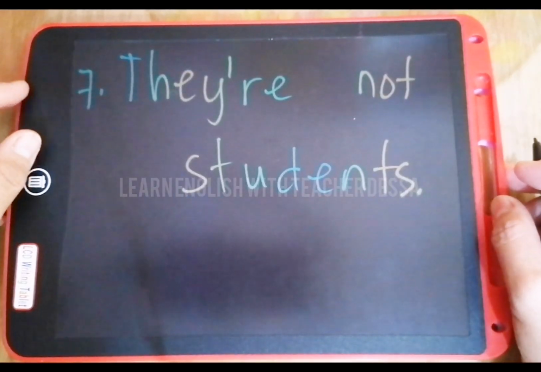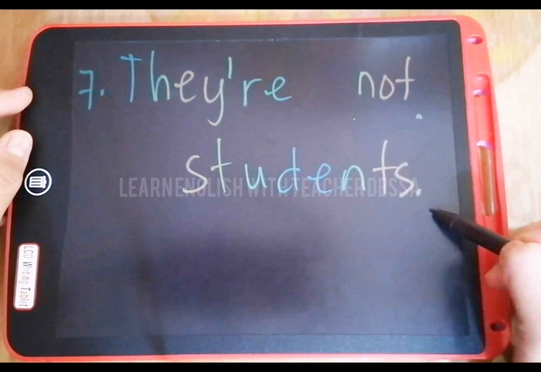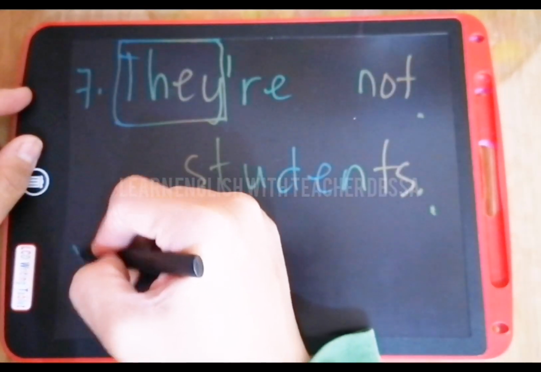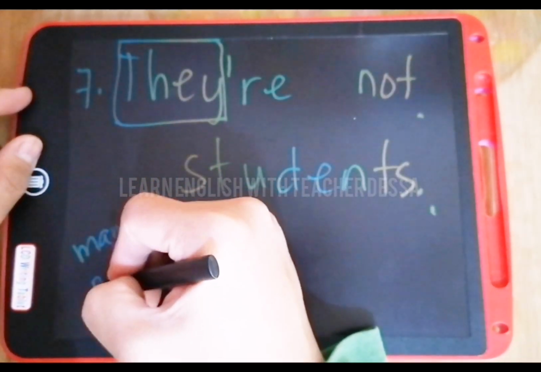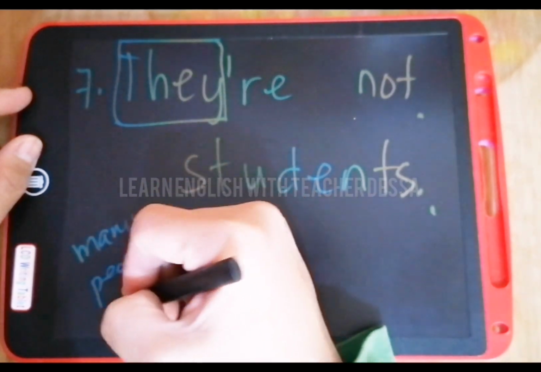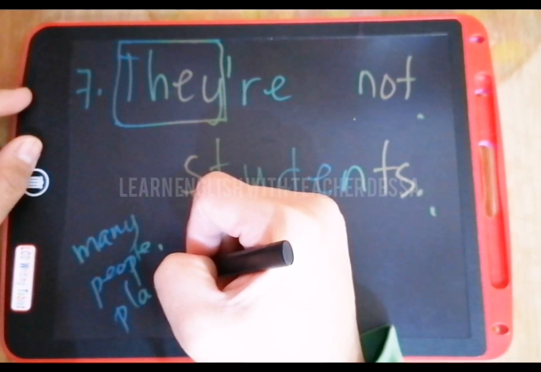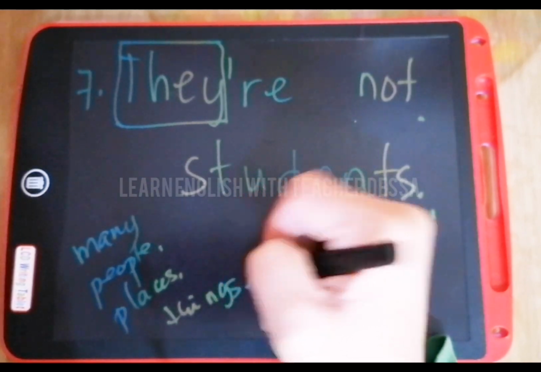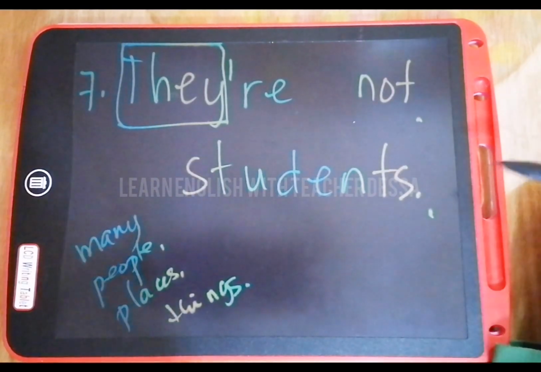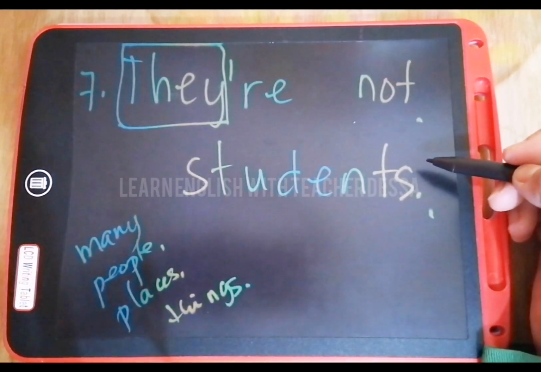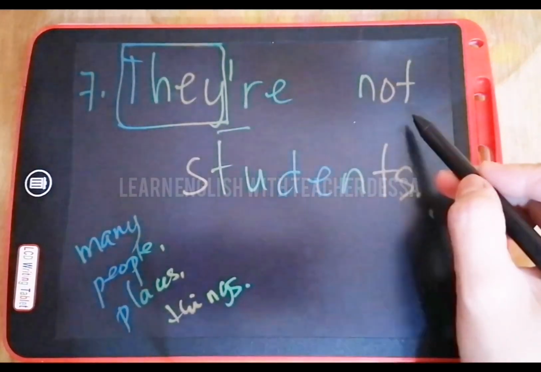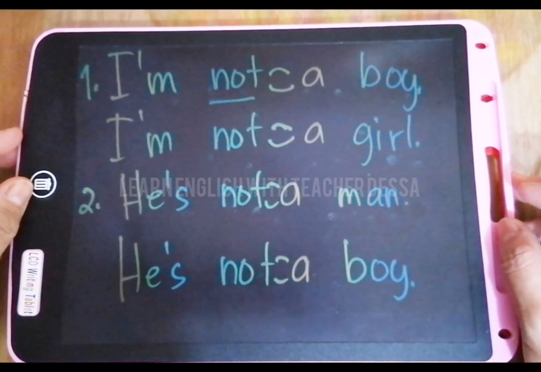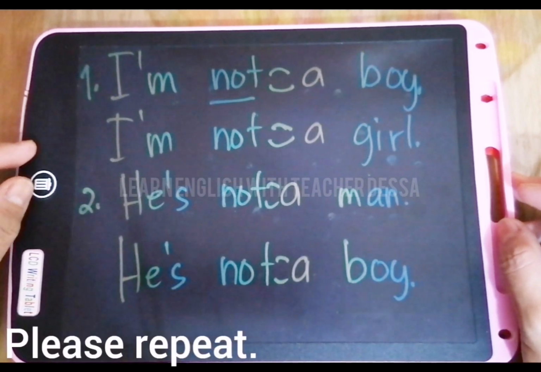Same in this example, they're not students. They means many people, places, or things. They're not students. Let's look at some more examples and please repeat after me.